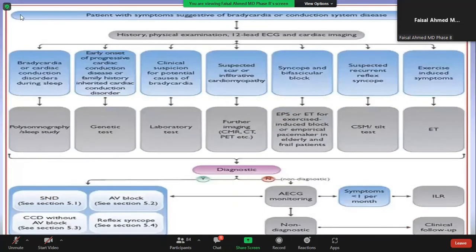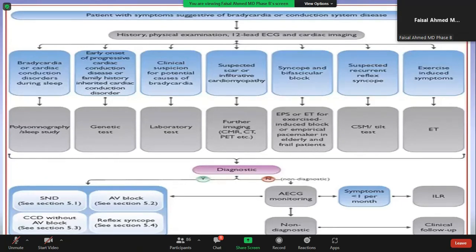So after initial evaluation, if it is found that the bradycardia or the symptoms are associated with sleep, a polysomnography or sleep study should be done. And if there is early onset of the disease with a positive family history, the patient should undergo genetic testing. Then if you are thinking of any extrinsic cause of conduction defect, like any infective cause, any autoimmune disease, any metabolic or hormonal disease, we should do some laboratory tests like thyroid function test, Lyme titer.